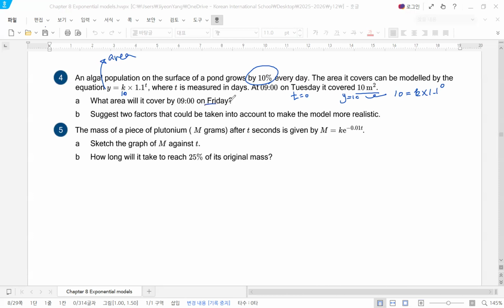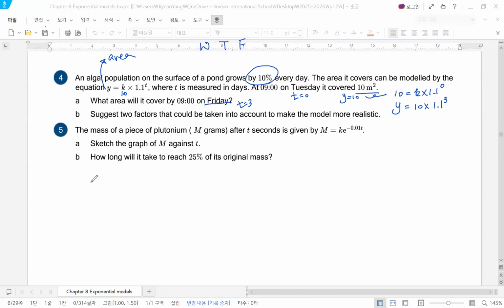Then on Friday, from Tuesday to Friday, Tuesday, Wednesday, Thursday, Friday, it's 3 days after. So it means t equals 3. So you can calculate the value of y as 10 times 1.1 to the power of 3. I'm not going to calculate it. Now, two factors that could be taken into account to make the model more realistic.